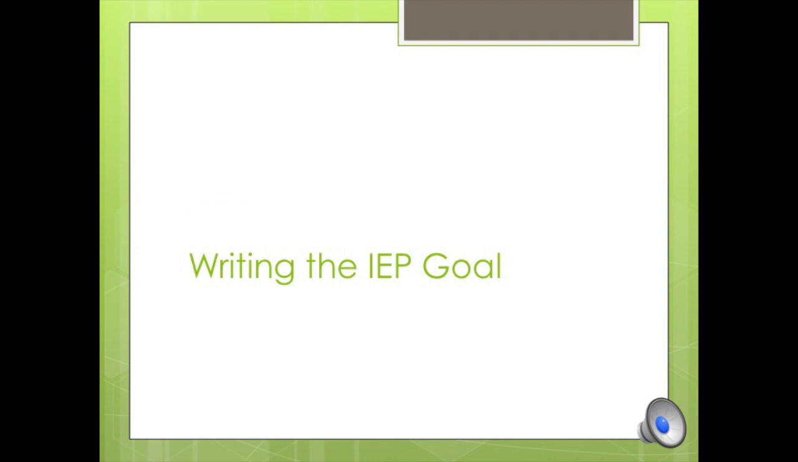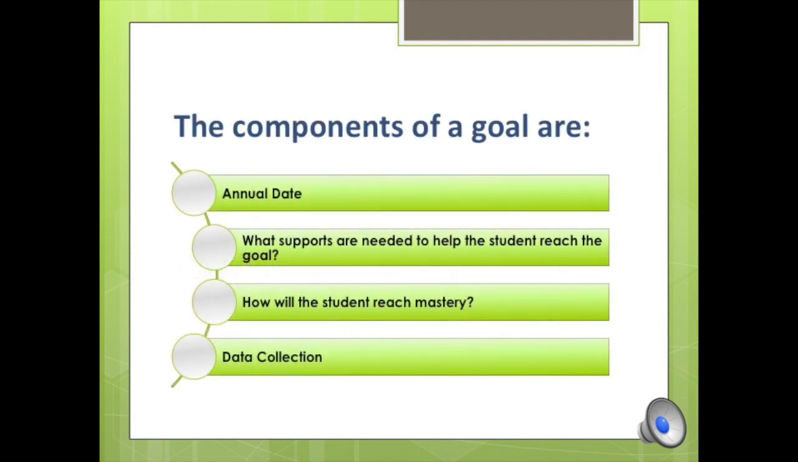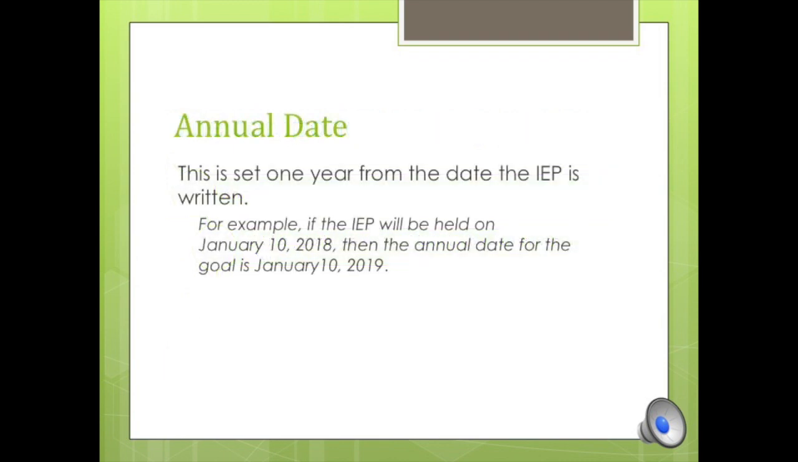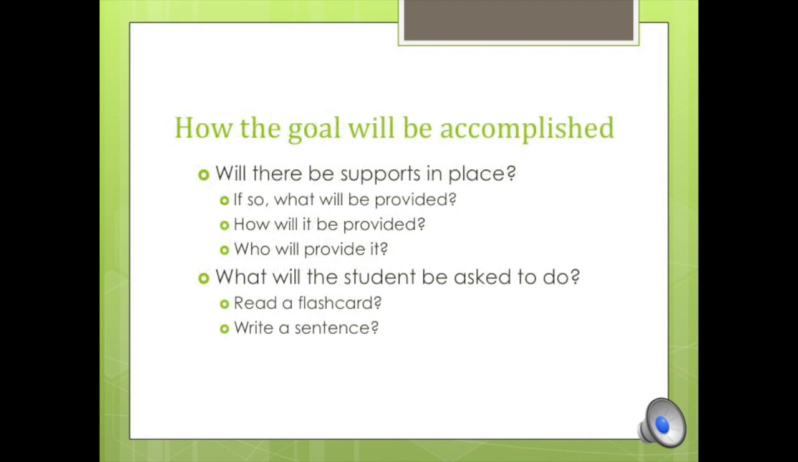Let's talk about writing the IEP goal. The 4 components you need to write an IEP goal are 1. Your annual date, 2. What supports are needed to help the student reach the goal, 3. How will the student reach mastery, and 4. Data collection. The annual date is easy. This is set 1 year from the date the IEP is being written. So if you're going to have the IEP on January 10th, 2018, then the annual date for the goal is January 10th, 2019.